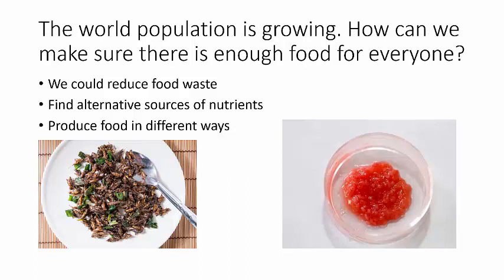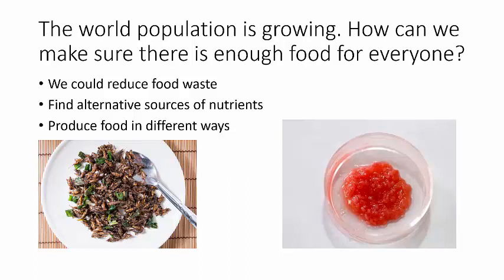Now, the other thing we probably will need to do in the future is to find alternative sources of nutrients. So on this slide here, you can see a plate of insects. Okay, insects have got lots of protein, just like meat. So that's certainly an alternative source of protein that we may need to consider in the future. And science can play a part in helping us work out which food sources are safe to eat and which ones will be the most nutritious as well.